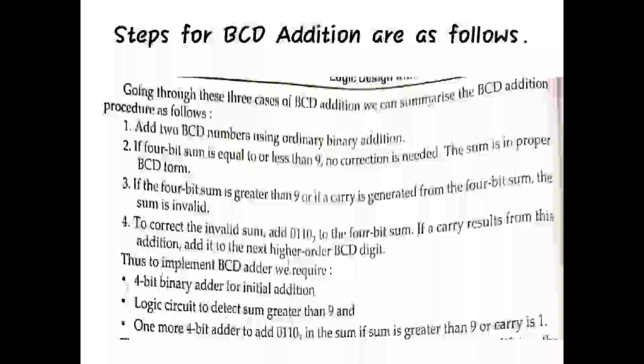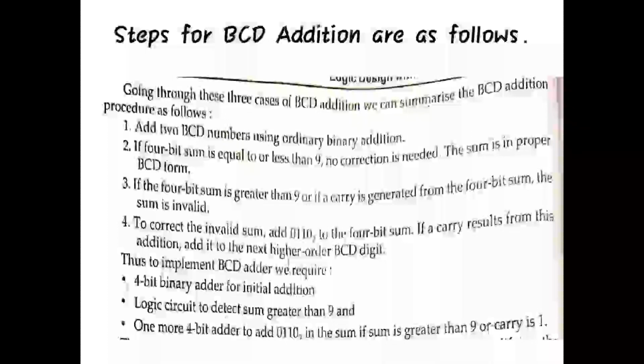Fourth point: to correct this invalid sum, add 6. 0 1 1 0 is nothing but 6, with base 2 being binary. So 0 1 1 0 in binary is 6. Add 6 to the 4-bit sum, and we'll get a carry to the higher order BCD digit. So these are the 4 important steps. First is normally go on with the addition of BCD numbers.